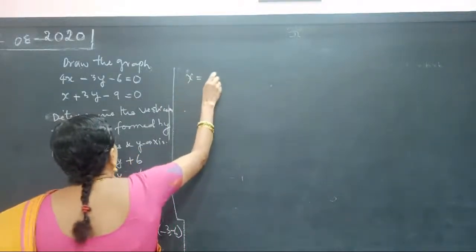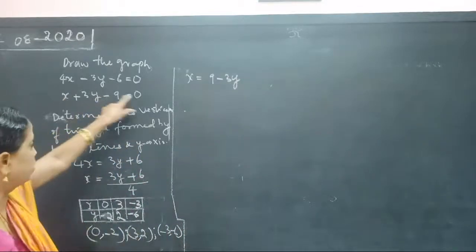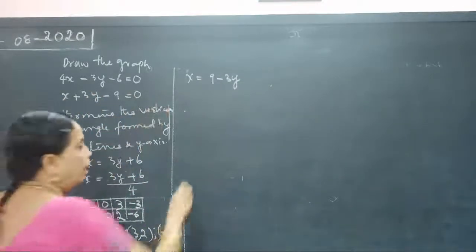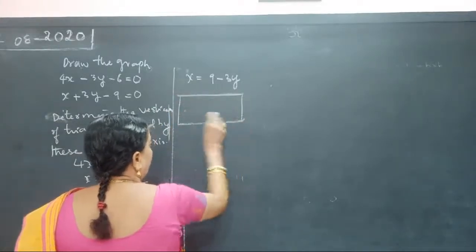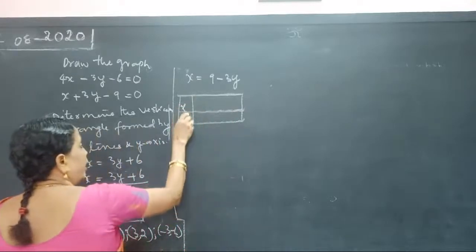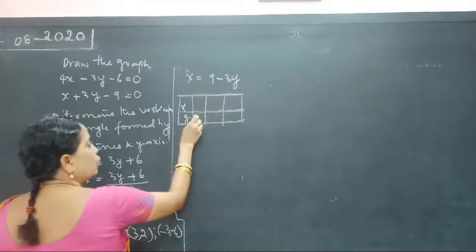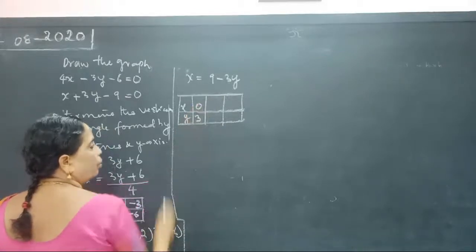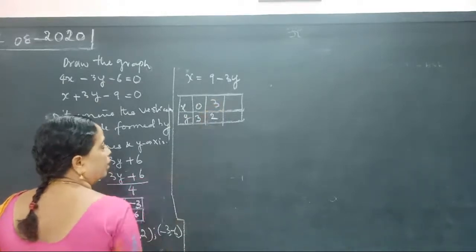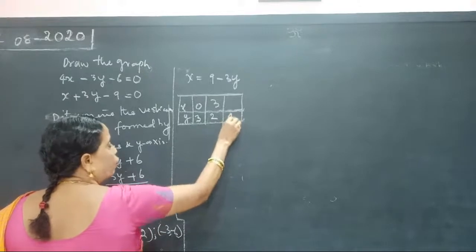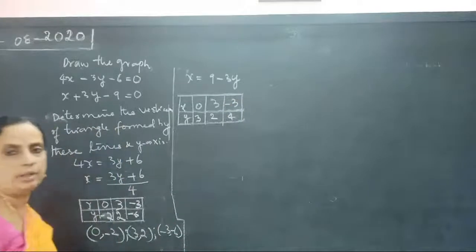X equals 9 minus 3y. Again, make a tabulated column so that we get the ordered pairs x, y. So if I put y equal to 3, x equals 0. Y equal to 2, x equals 3. Y equal to 4, 4 3s are 12, you will get minus 3. Check it once.